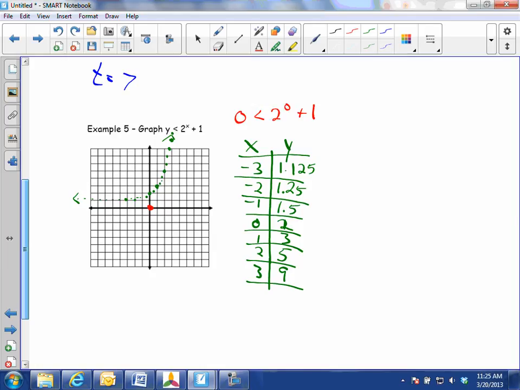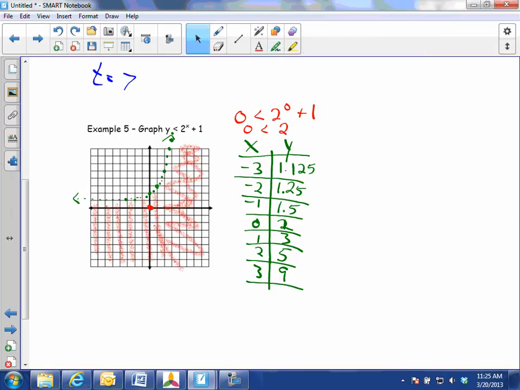So I would say, okay, 2 to the 0 is 1. 1 plus 1 gets us 2. Is this a true statement? Yes, 0 is less than 2. So yes, I want to shade where 0, 0 is. So we want to shade everything there. If it did not make it true, then we would want to shade on the other side of the line.